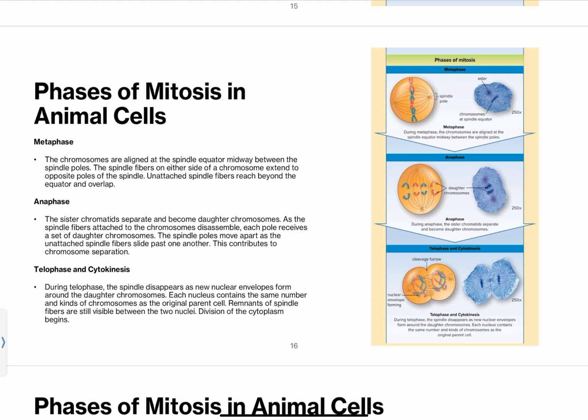At this point, we can start cytokinesis, which is the actual division of cytoplasm. And this process is going to start during telophase. Some texts say it starts at anaphase, and it's going to continue until the cell physically splits into 2 distinct daughter cells. And each new cell is going to be genetically identical to the parent cell and to each other.